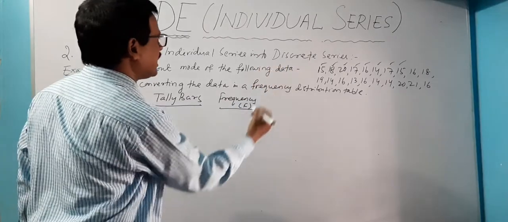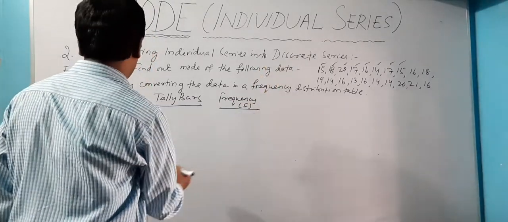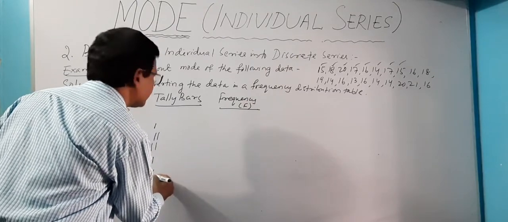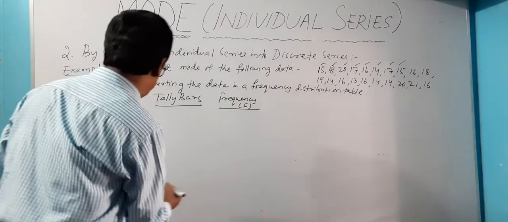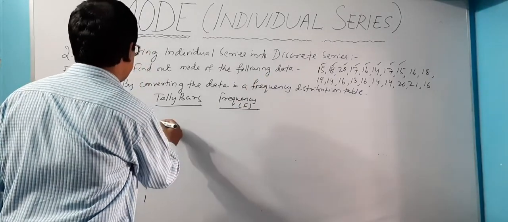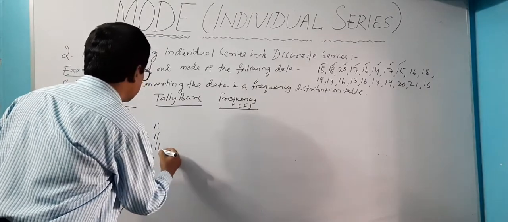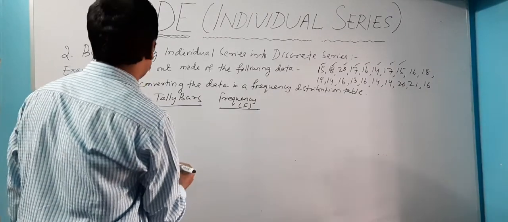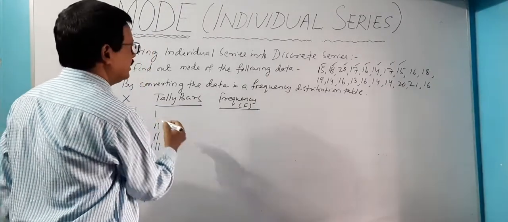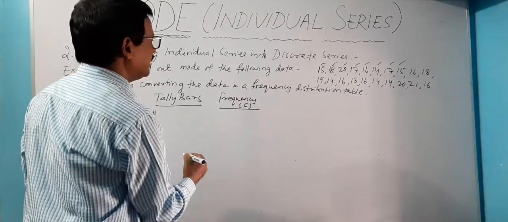Next is, what is that? 16. Put a bar against 16. Next number is 18. Put a bar against 18. Next is 19. Put a bar against 19. Next number is 14. Put a bar against 14. Okay, next is 16. Another bar. Next is 13. Put a bar. Next is 16. Give another bar. Okay. Next is 14.